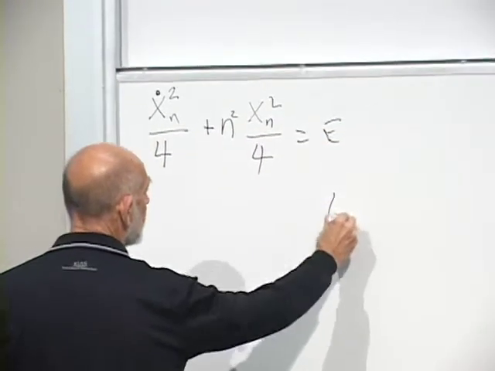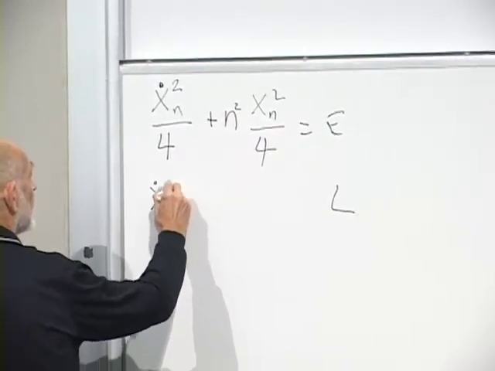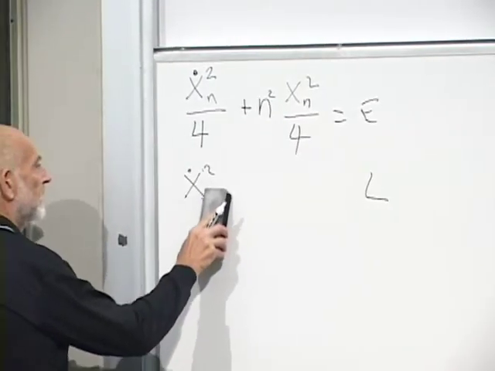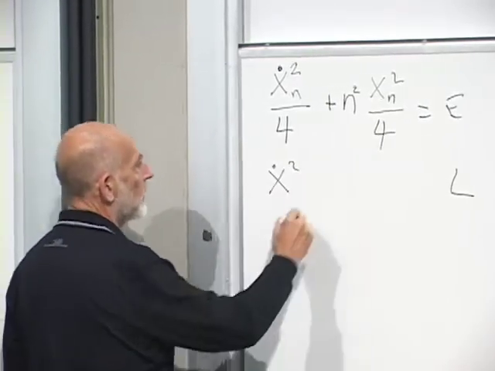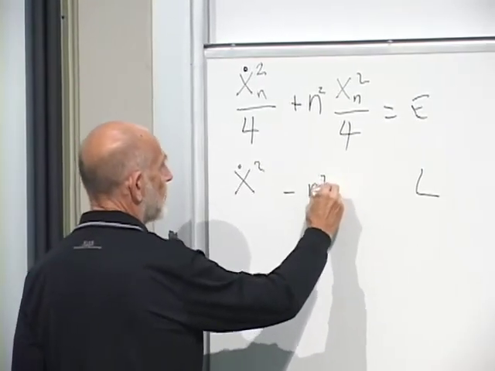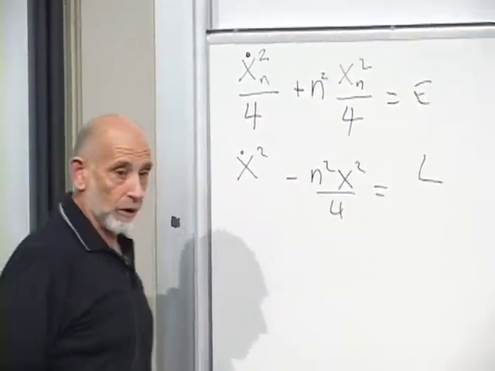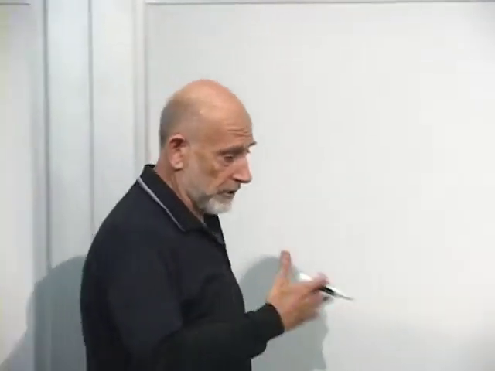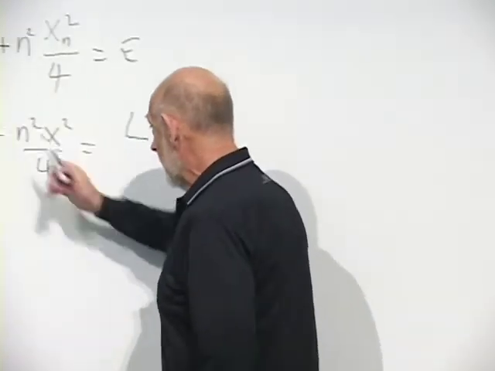The Lagrangian is x dot n squared. You know, I'm going to stop writing n, but remember, I'm talking about x sub n. There's x dot squared minus n squared x squared over 4. That's the Lagrangian. From this, you can work out Lagrange's equations of motion, and you can discover that the oscillator oscillates with frequency n. Okay?